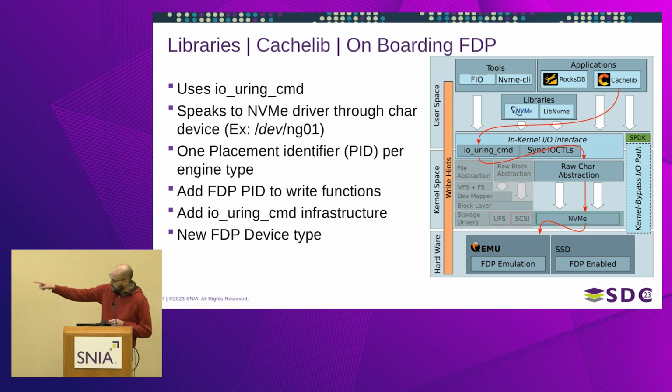So the path actually works through the kernel. This was basically added. The path is a completely different file, and then the hints were added in a new device type, which is an FDP device type.